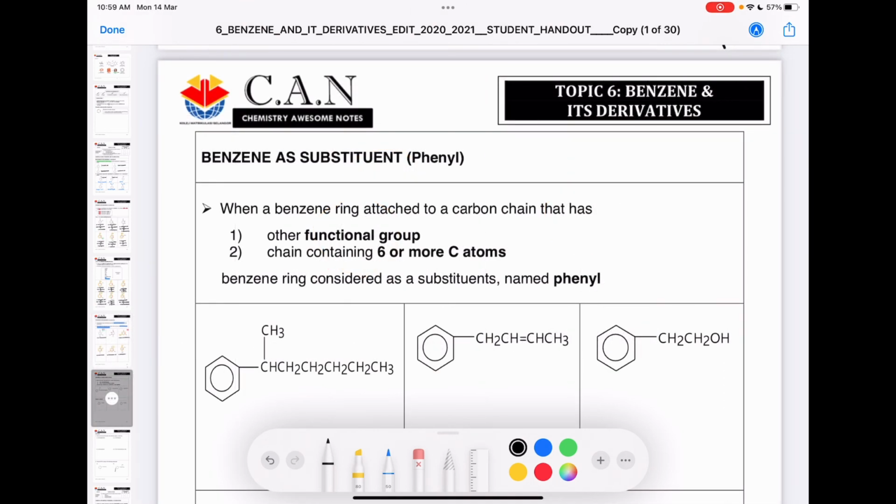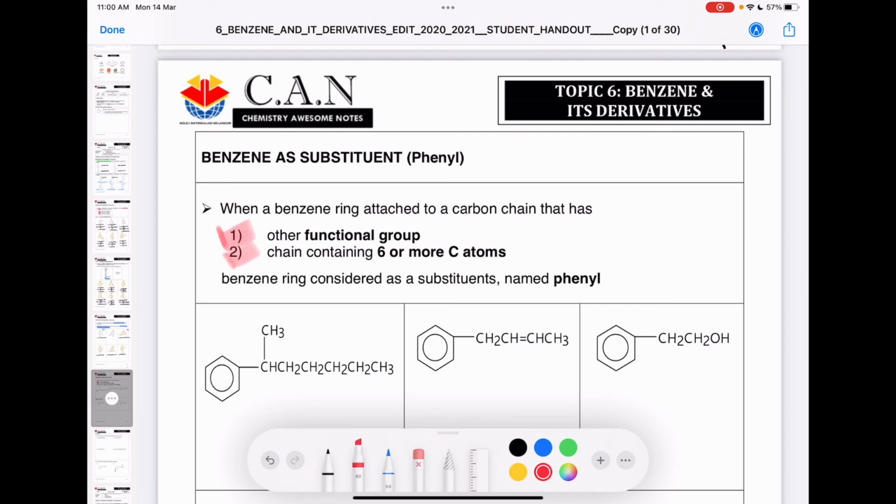Now how about if benzene becomes a substituent? What is the condition that will make benzene become a substituent? The first condition is when it has other functional groups. The benzene ring is considered the weakest among all. So whenever there are other functional groups, the benzene ring will not become the parent chain, but it will become a substituent. Second, if the chain contains 6 or more carbon atoms.